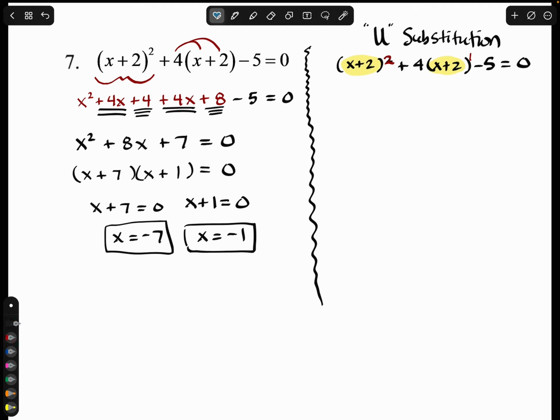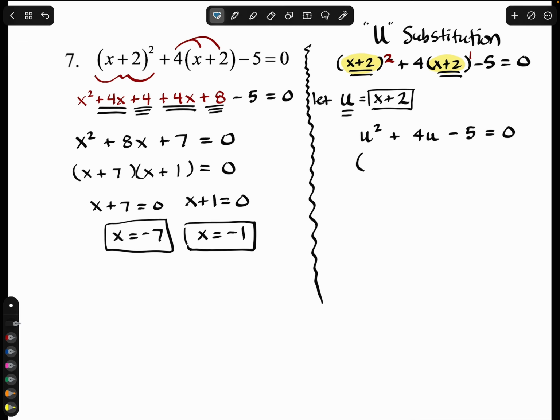So this can follow a quadratic pattern. We can substitute something in for the x plus 2. In this case, this is why we call it U substitution. Let's just let u equal x plus 2. So that means wherever I see this x plus 2, I'm going to substitute in u. This becomes u squared plus 4 times u minus 5 is equal to 0.